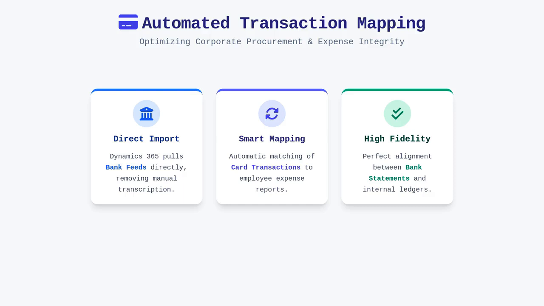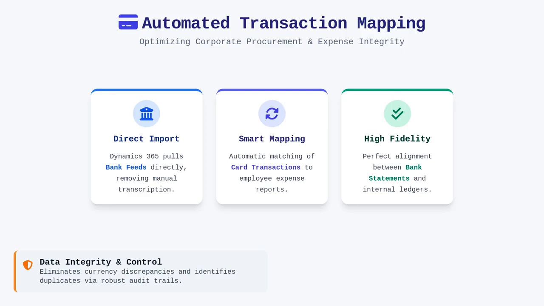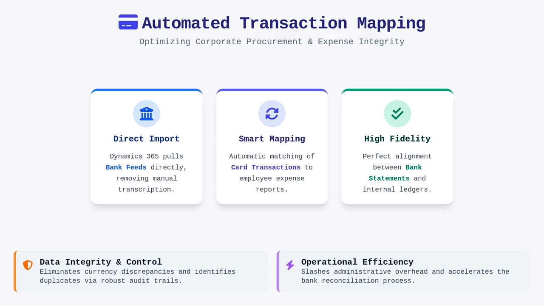If a transaction is flagged as a duplicate or originates from an unrecognized merchant, the system provides audit trails that simplify the reconciliation process. This capability ensures that the corporate bank reconciliation is performed with higher fidelity and speed, as clear audit trails follow every digital transaction entry.